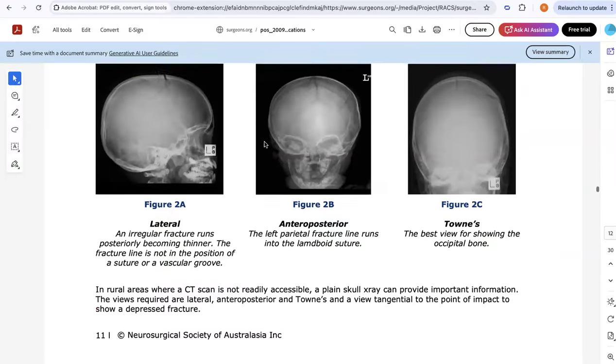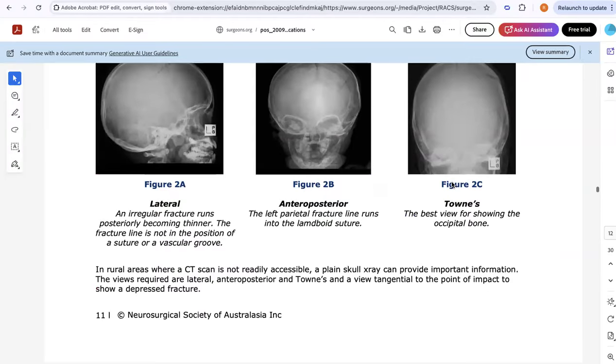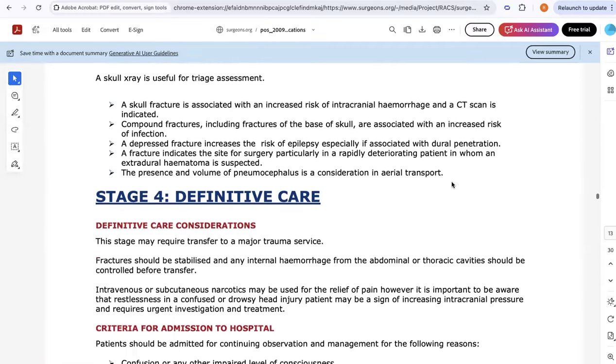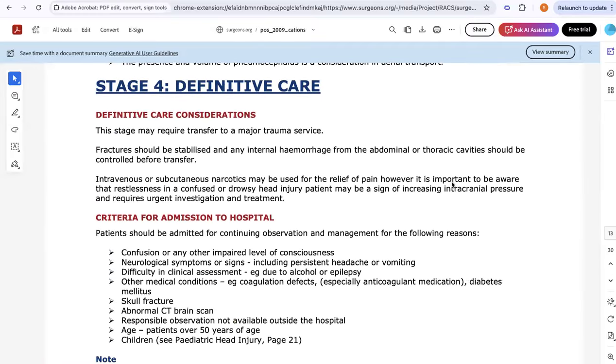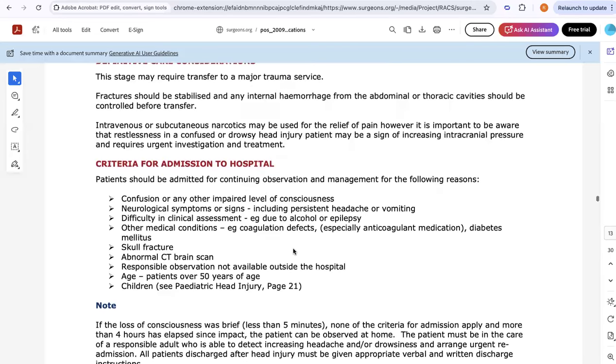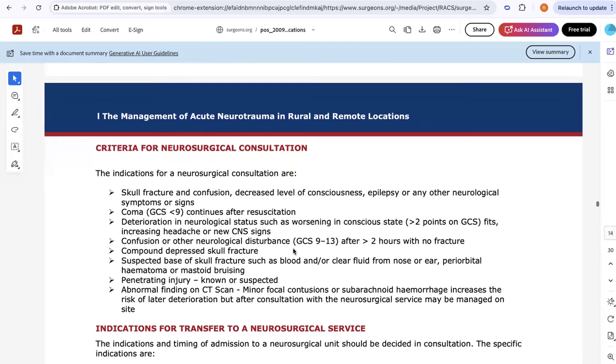And you can see these are some of the fractures in a skull after head injury. So after you have done the airway, breathing, circulation, resuscitated the patient, then you go for your definitive treatment.